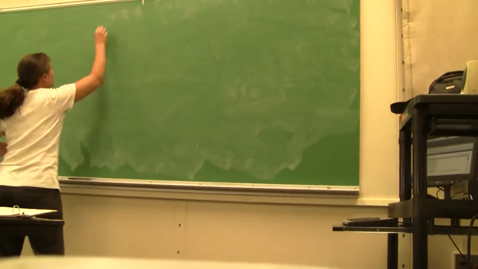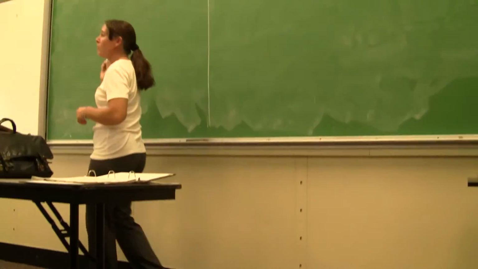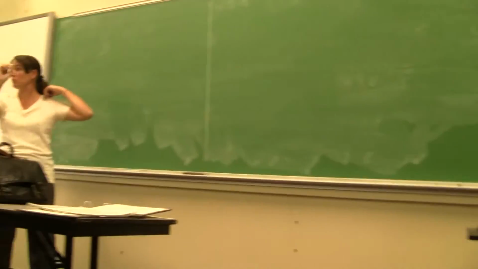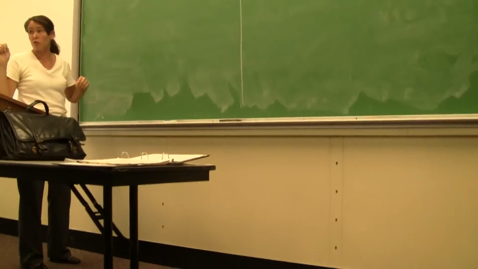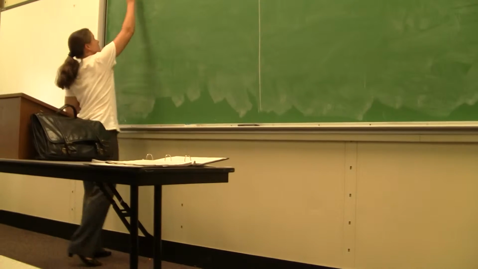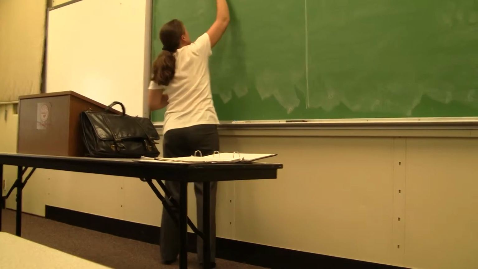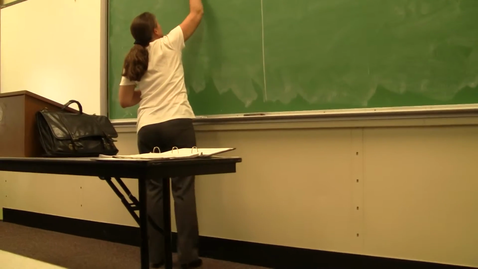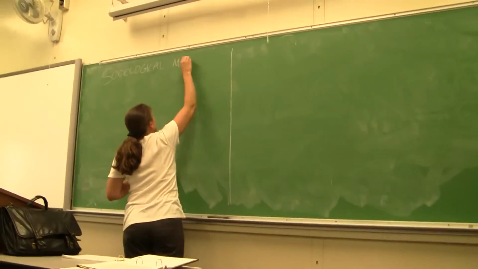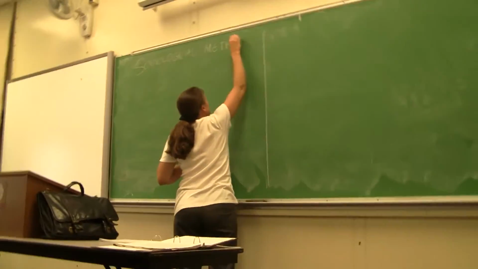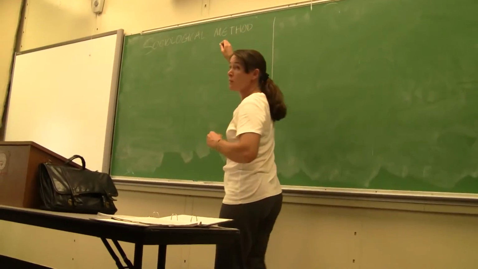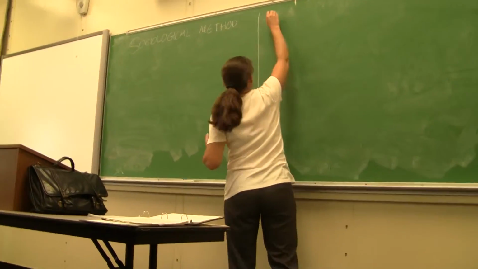So like this. And on one side of your page, write sociological at the top, or sociological method. And then on the other side, write theological method, because we're going to compare them.